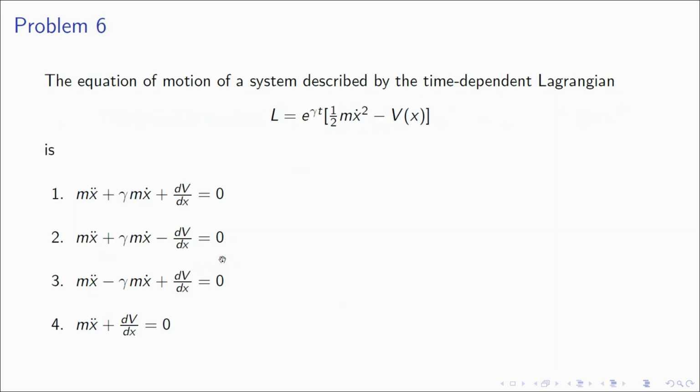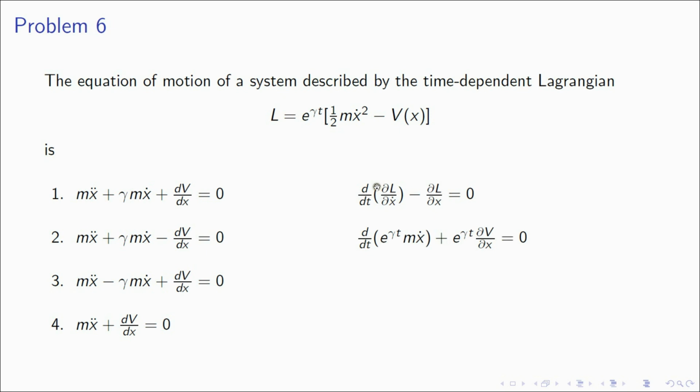Okay, so this problem 6, this is quite simple. It says the equation of motion of a system described by the time dependent Lagrangian, this is what? So you just apply the equations of motion. So this is d/dt of ∂L/∂x dot minus ∂L/∂x is 0. You just put the values.